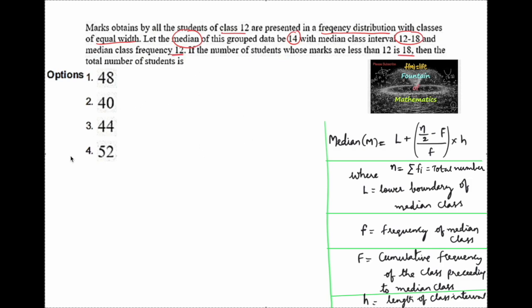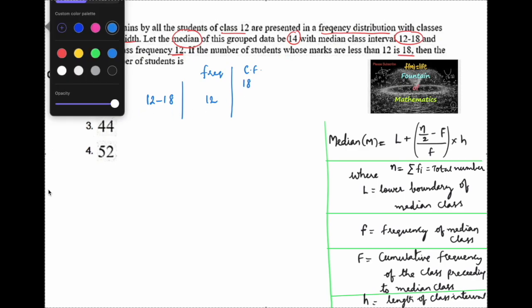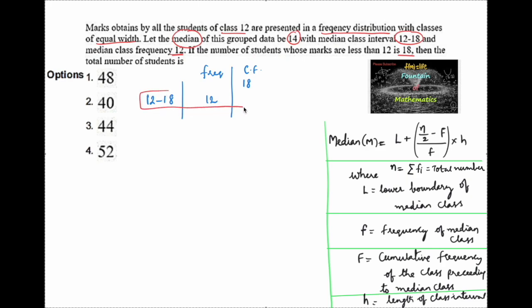So the median class is given as 12 to 18, and its frequency is given as 12, and also the number of students whose marks are less than 12 is 18, meaning the cumulative frequency preceding the median class. It is 12, 18, and we need to find the total number of students.